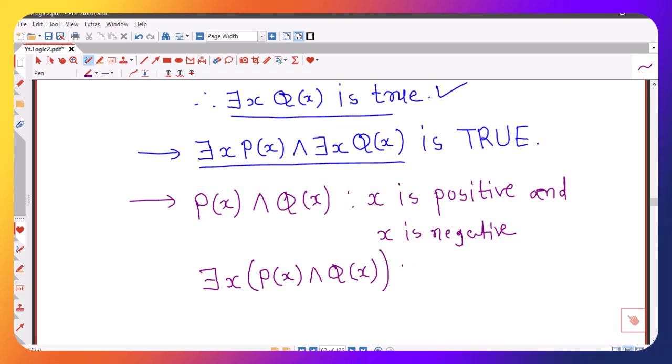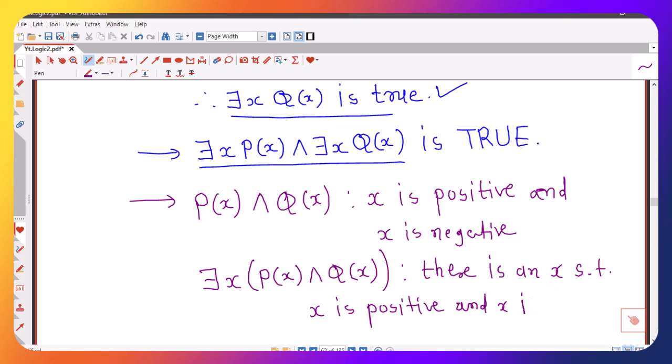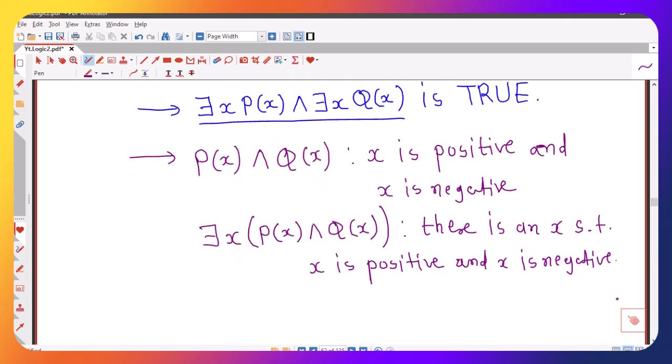What is the meaning of this? This means there is some x such that x is positive as well as x is negative. So what do you think? Can you find any integer which is positive as well as negative? So this is never true.